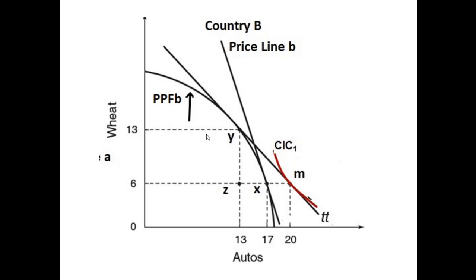For country B, they're going to be producing at Y, as we said, but now they're going to export wheat and they're going to import autos because the other country is willing to trade at 1 for 1. So they will export 7 units of wheat and import 7 autos to get to a point also on the TT line, but tangent to a CIC curve, which is where they're going to consume with trade.